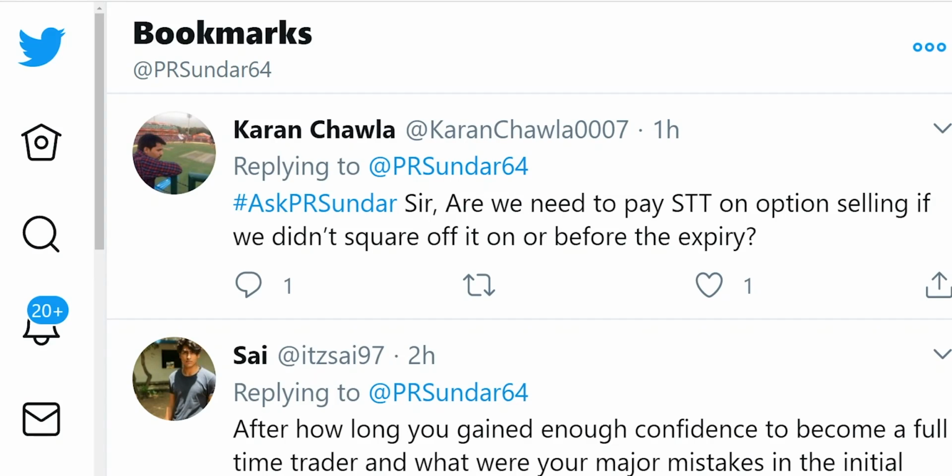Mr. Karan Chawla asks, do we need to pay STT on option selling if we did not square off on or before the expiry? The first point, there is no not squaring off before expiry, so everything is on the expiry. If you don't square up, you still have to pay the STT. Remember, STT is charged only on the selling side, not on the buying side. If you are an option seller, you sold the option on the expiry day, you did not buy, then there will be no STT for you.